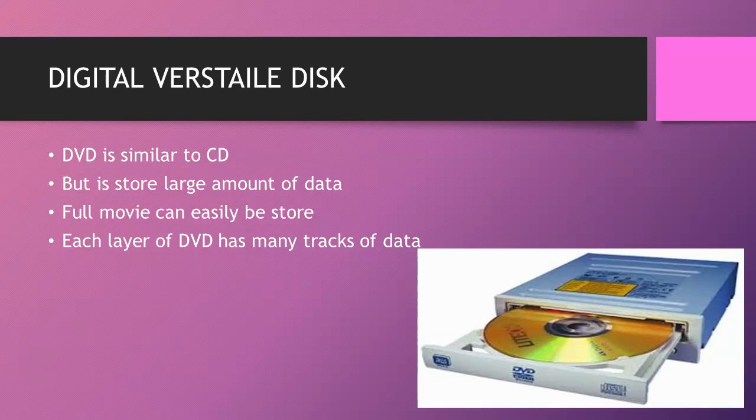Our fourth type of secondary storage device is the digital versatile disk. A digital versatile disk is most commonly known as DVD. A DVD is similar to a CD, that is compact disk, that we have discussed already, but it stores a large amount of data as compared to a CD. A full movie and high quality pictures can easily be stored in DVDs. A DVD is made of several layers of plastic. Each layer of a DVD has many tracks of data. With the help of a DVD, you can easily carry data.